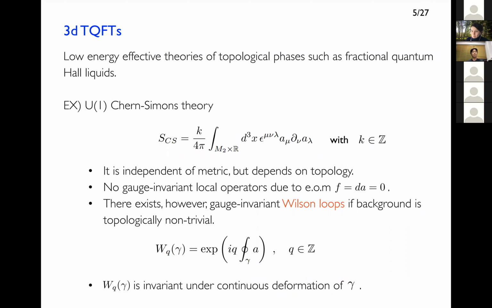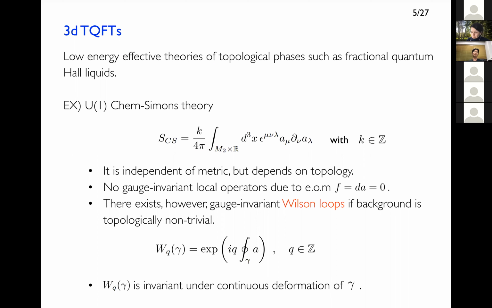Topological field theories are low energy effective theories of topological phases, such as fractional quantum Hall liquids in 3 dimensions. One important example of TQFTs is the 3-dimensional Chern-Simons theory. Let me explain some basic properties of Chern-Simons theories with the simple abelian theory. This is the Chern-Simons action for the abelian gauge field A, and here K is the Chern-Simons level. As you see, there is no metric dependence in this action. So this theory is independent of the metric, but it depends on the topology of space-time. So this is a topological theory. There is no gauge invariant local degrees of freedom because of the field equation, dA equals 0.